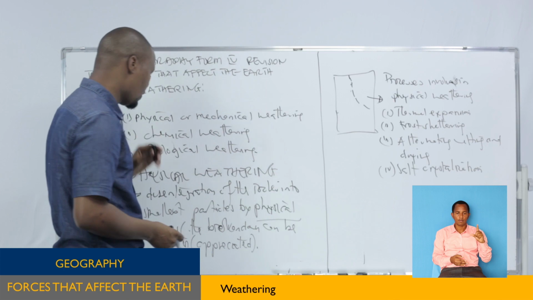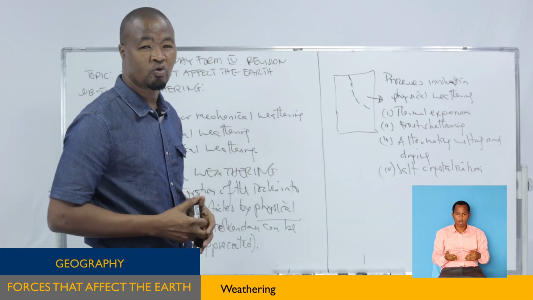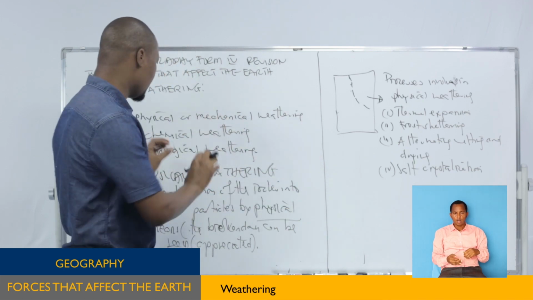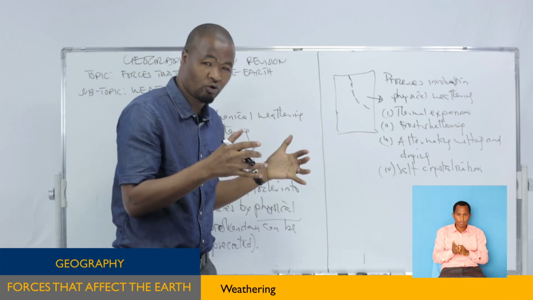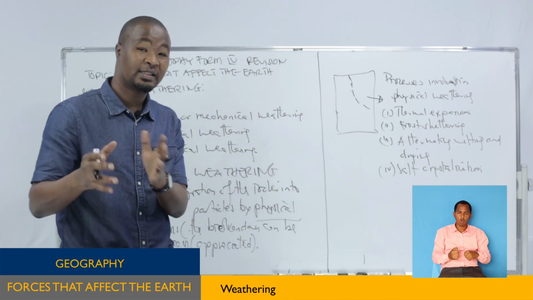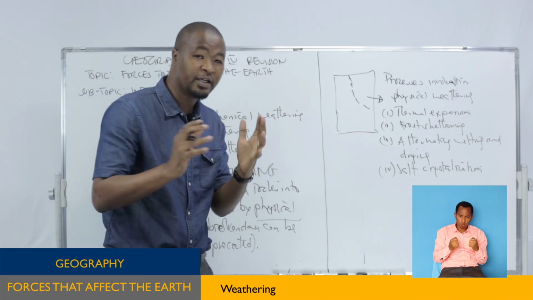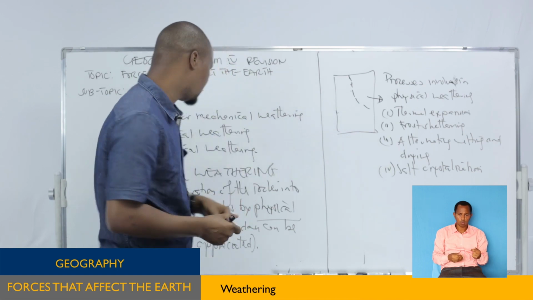So what is chemical weathering? Chemical weathering refers to the disintegration of the rock through chemical reaction. It means the rock undergoes a chemical reaction, then changes from hard, resistant rock into less resistant rock. The hard rock into soft rock is removed by the erosion agent. And that's what we call chemical weathering.